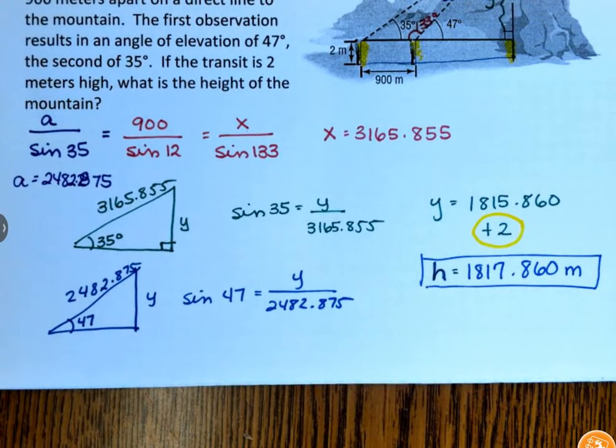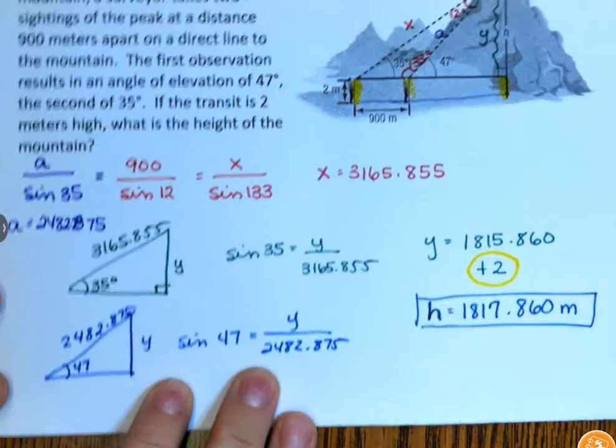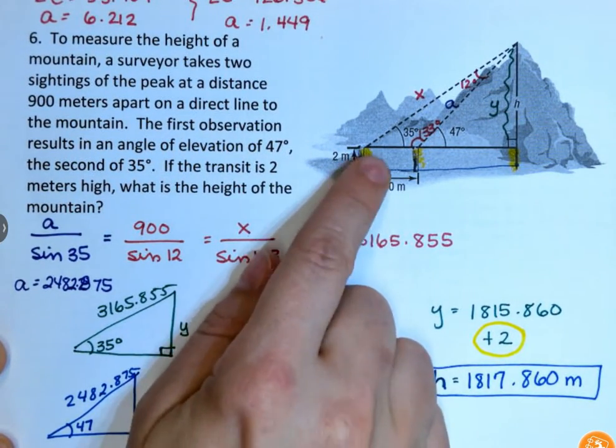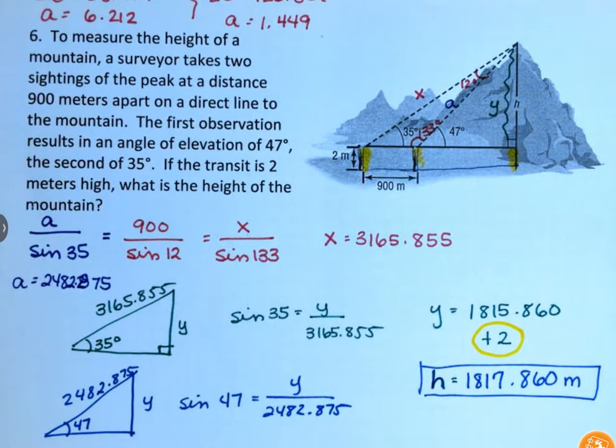Did you catch that +2 on number 6? For those of you who didn't, where did my +2 come from? The dude himself has got the thingy 2 meters tall. Those are our technical terms, the dude and the thingy.